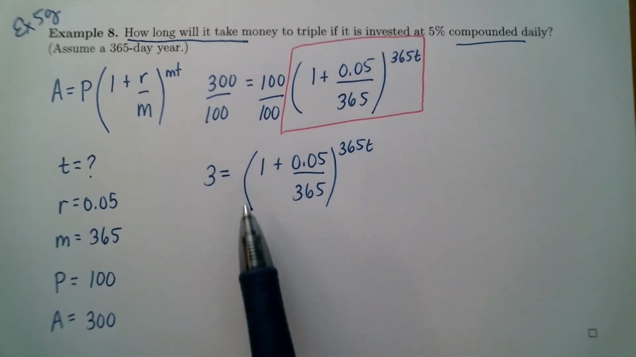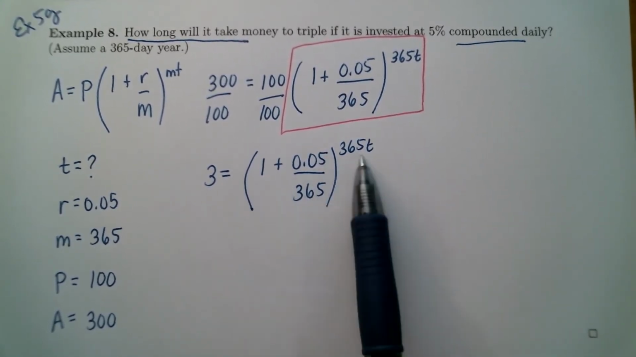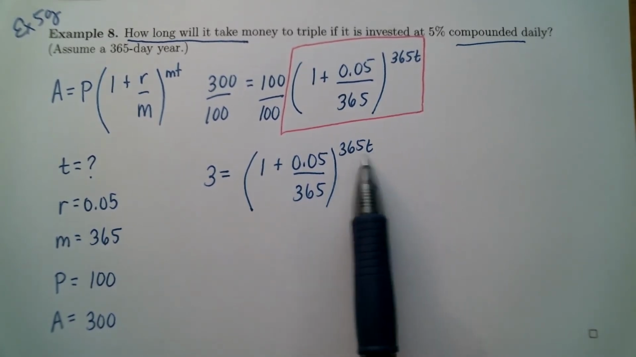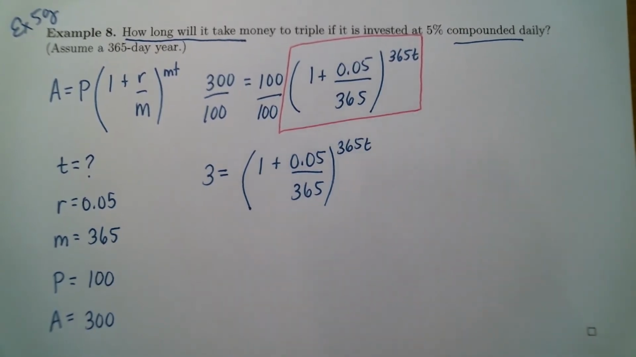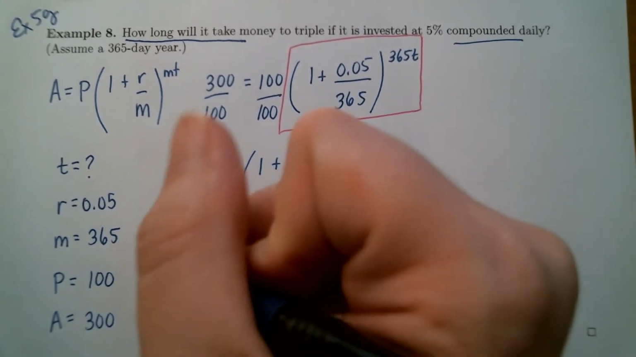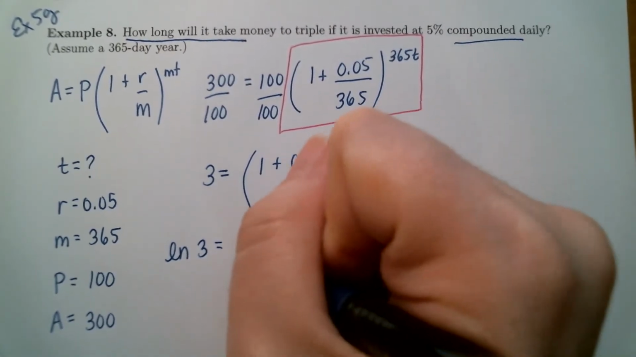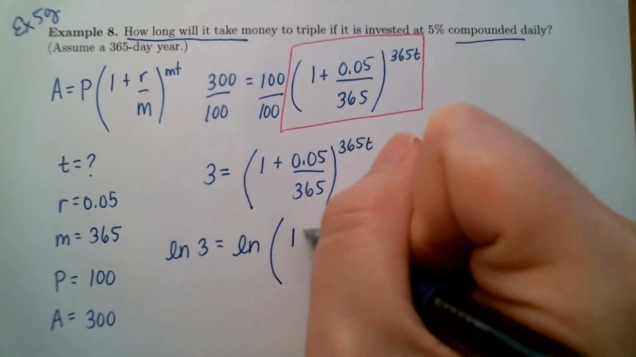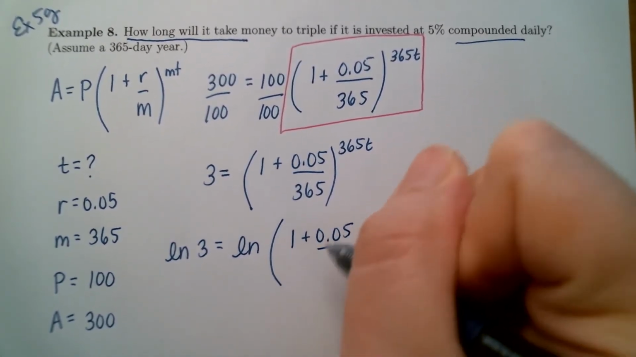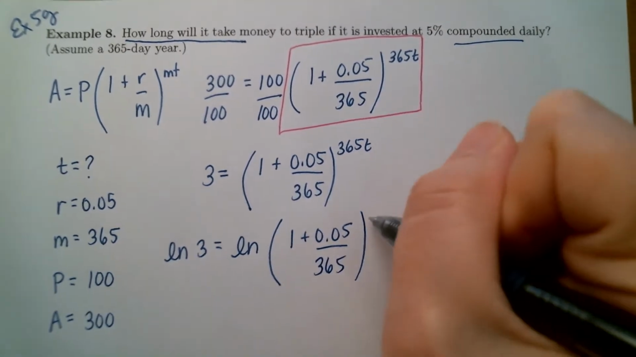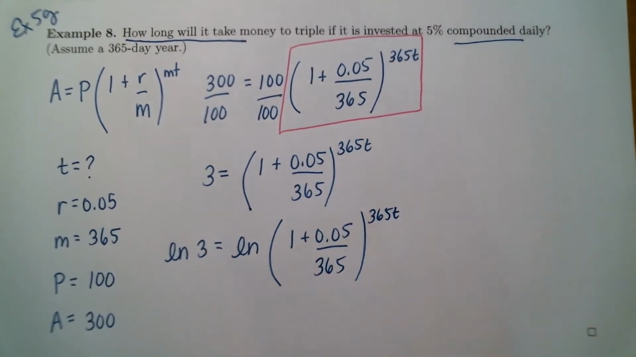Okay, all right, now that you've got this isolated, you've got to bring the t out of the exponent. And like I said, logarithms are what help us bring the variable out of the exponent. So what we're going to do is take the natural log of both sides. Whatever you do to one side, you have to do to the other. So the natural log of 3 is going to be equal to the natural log of this quantity. So that's what we got.